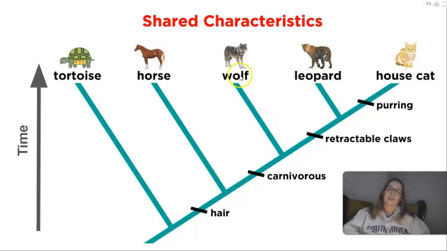The wolf experienced some kind of environmental pressure that forced it to become its own species. At this point, retractable claws developed. So the leopard and the house cat would have retractable claws. The wolf would not. The horse does not have retractable claws. Okay, purring developed later on, after the leopard had become a species, and so that is only found in house cats.